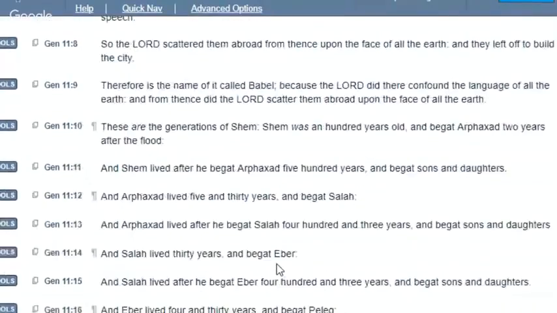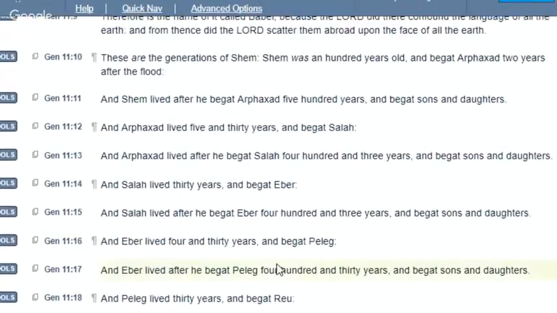This is going back to Genesis 11 and 10. These are the generations of Shem. Shem was 100 years old and begot Arphaxad 2 years after the flood. And Shem lived after he begot Arphaxad 500 years and begot sons and daughters. And Arphaxad lived 530 years and begot Salah. And Arphaxad lived after he begot Salah 403 years and begot sons and daughters.